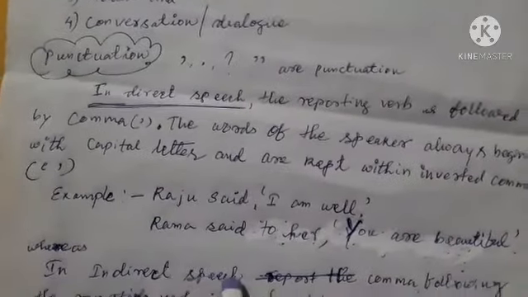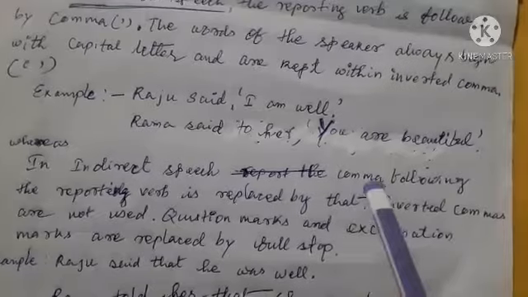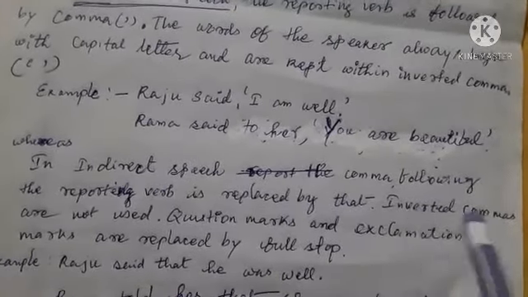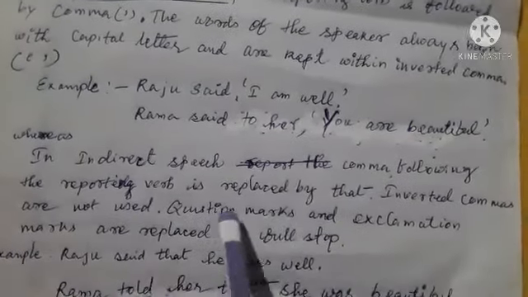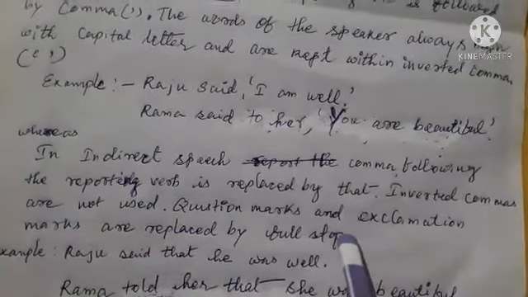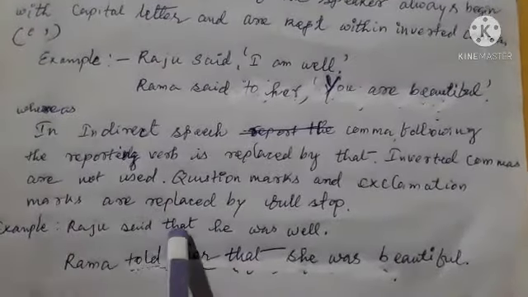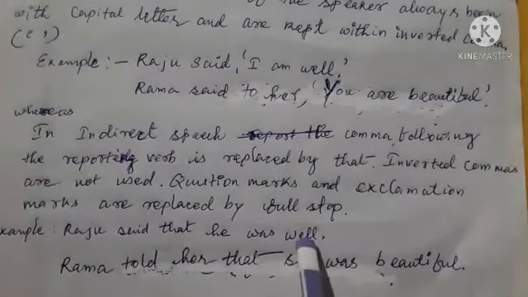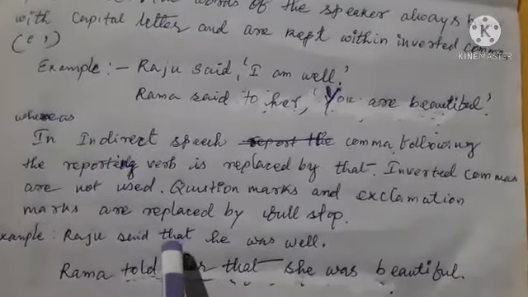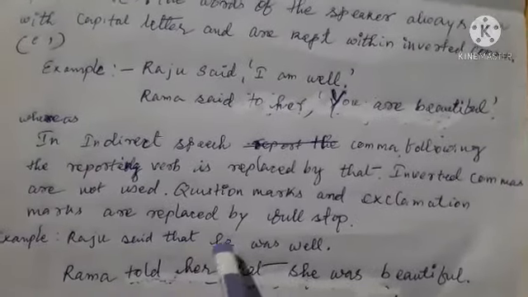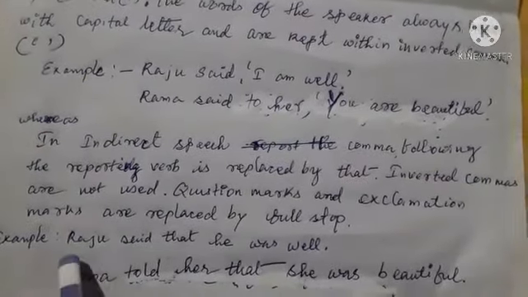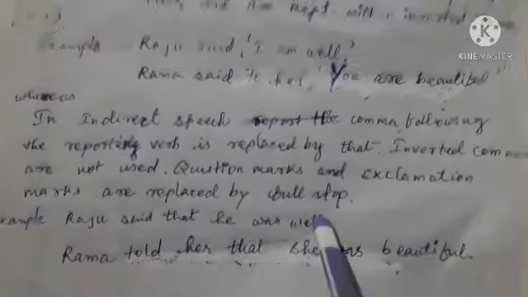Whereas in indirect speech, the comma following the reporting verb is replaced by that. Inverted commas are not used. Question marks and exclamation marks are replaced by a full stop. For example, Raju said that he was well. So here the comma is replaced by the conjunction that and the inverted commas are removed, and it is written as Raju said that he was well.